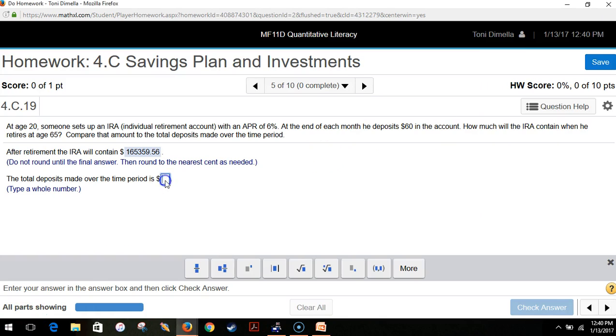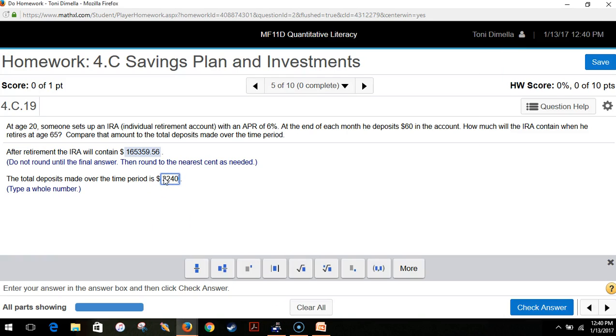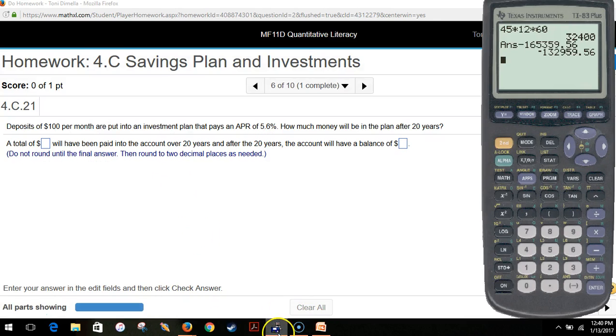$132,959. And so the total deposits, $32,400, is much less than what I've earned. Notice he was only, or she was only, putting $60 a month away. So this, once you are comfortable in your career, is not a ton of money, but if you do this for a very long time, you can see how much money you will earn, ending up with nearly $170,000, having only put out about $32,000.